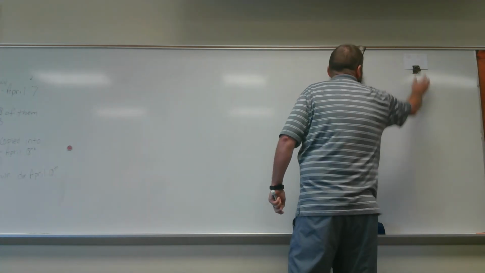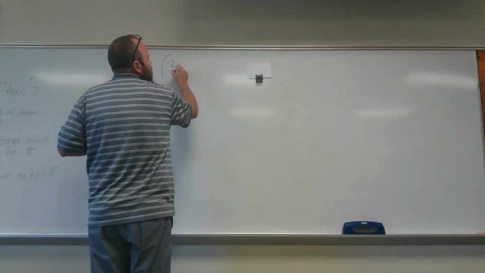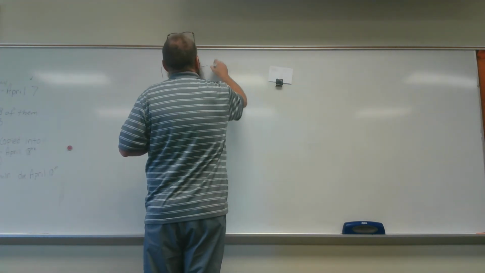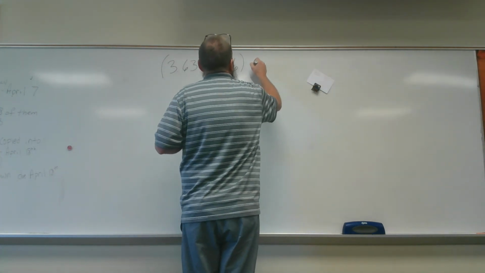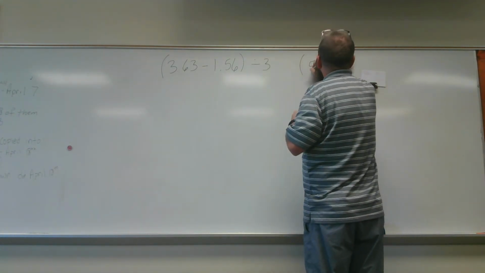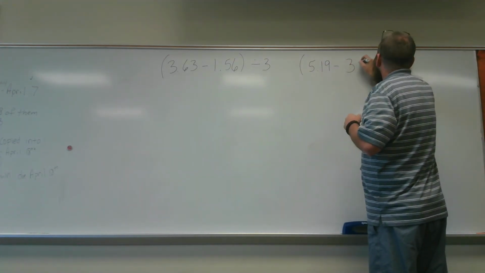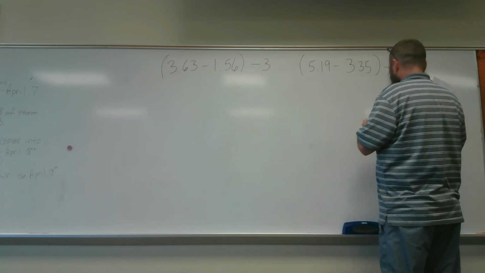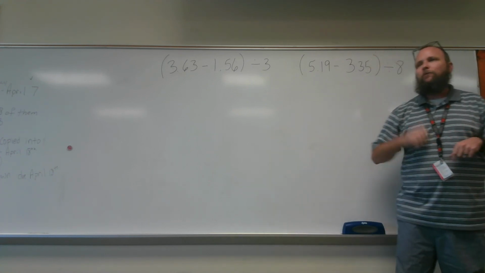All right, I'm going to put two more up here. I want you to solve them. Let's do 6,300 minus 600 divided by 3, and then 5,1900 minus 3,3500 divided by 8. All right, so you two solved, or you four solved these. I'll call two of you to come up to the board to show me how you solved it.